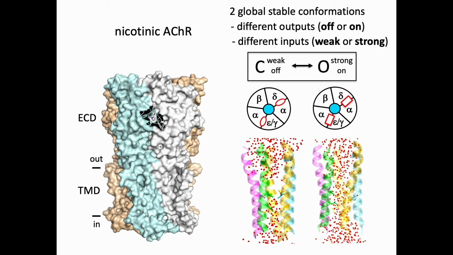The circles show a schematic of a cross-section through the extracellular domain at the level of the neurotransmitter binding sites. You can see the 5 subunits are labeled around the central blue pore. The binding sites are shown in red. They are both at alpha delta and either alpha epsilon or alpha gamma subunit. During the course of development, the embryonic gamma subunit is replaced by the adult type epsilon subunit. And we're going to be talking mostly about the alpha delta and alpha epsilon subunit binding sites.